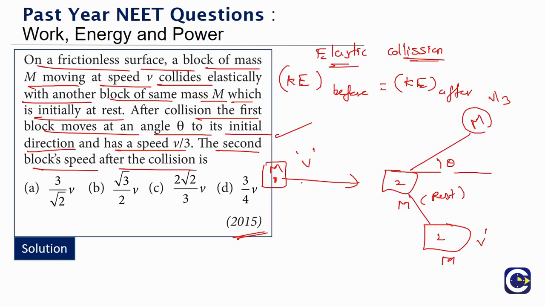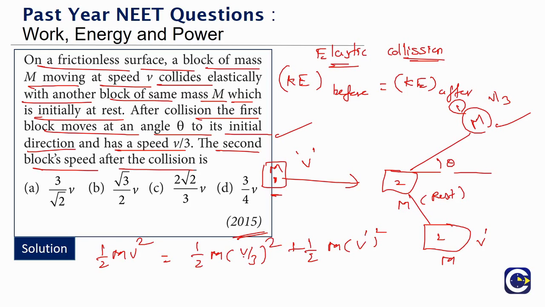Okay. Now before the collision, what is the kinetic energy? Means half m into v square. Only one of them is moving. Block 2 is not moving, right? Finally, what is the total kinetic energy? We have to add the kinetic energy of this, which is 1, and this, which is 2. We have to add both of them, right? So for block 1, what is the kinetic energy? Half into m into v by 3 the whole square. Block 2, what is the kinetic energy? Half into m into v dash the whole square. So from here only we will be able to find out the second block's speed.